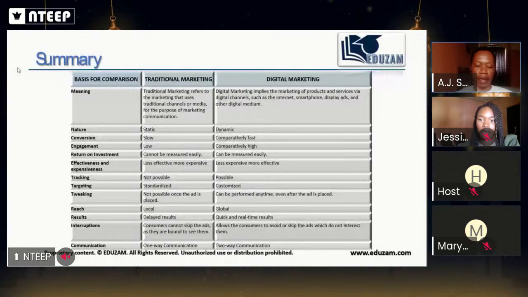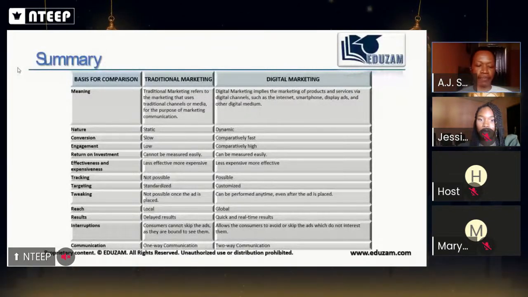And then tracking. Tracking on traditional marketing, I've said this before, is not possible. You can't track it. For digital marketing, it is possible. We've already talked about that. Using analytics, you can track properly.